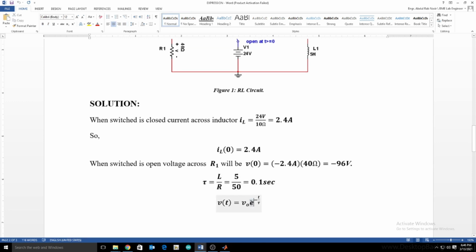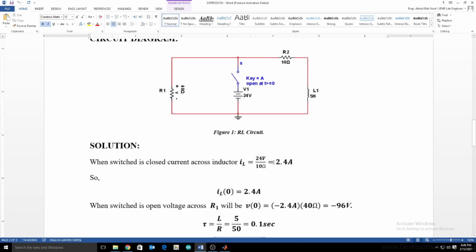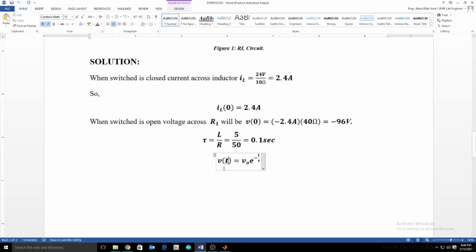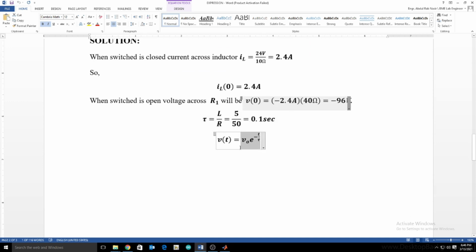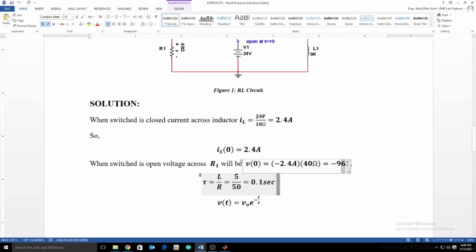So in this formula you can see that we have V naught exponent minus t upon tau, and V(t) is basically telling you the voltage at a given time. So when you have a time from like 0 to 0.5, you have to decide at what time you want to find the voltage in the circuit. V naught is basically the initial voltage, which is this 96. This will be our initial voltage, and let's move towards the next thing.